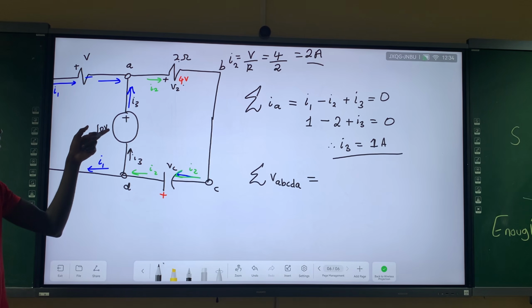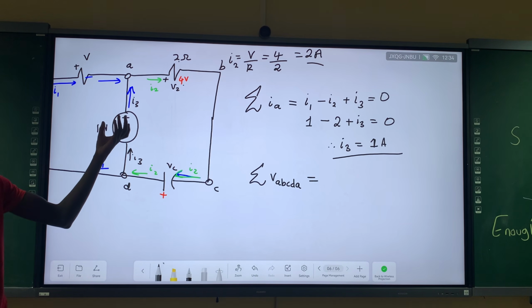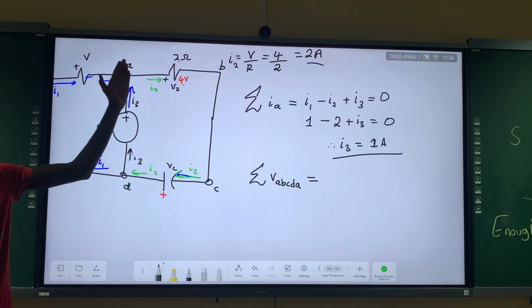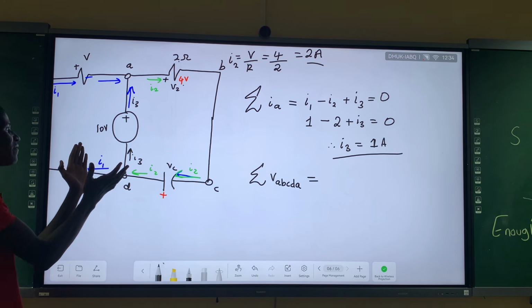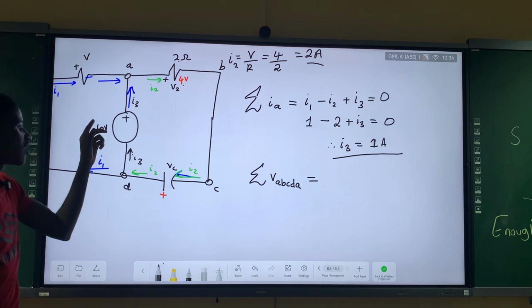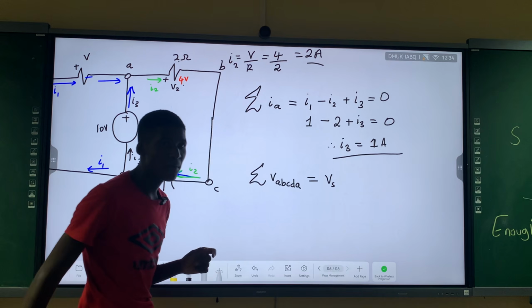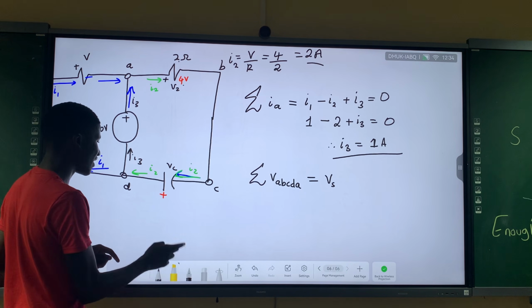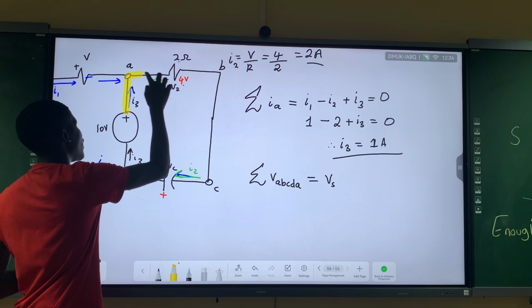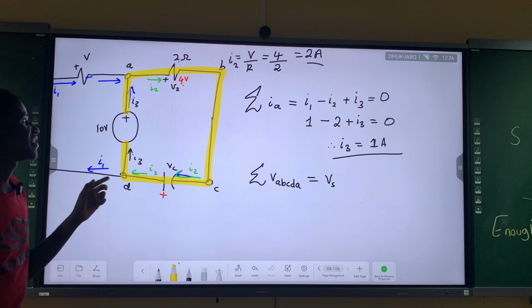Gain. Yes, because the current is leaving the positive terminal of this source. So when current is leaving the positive terminal, we are having a voltage gain on this battery. So the voltage of the source is positive. We move along the loop. Let me just highlight the loop. This is the loop A, B, C, D.